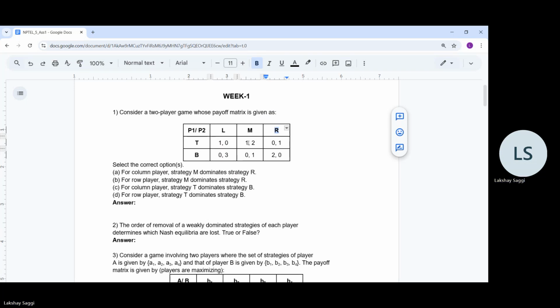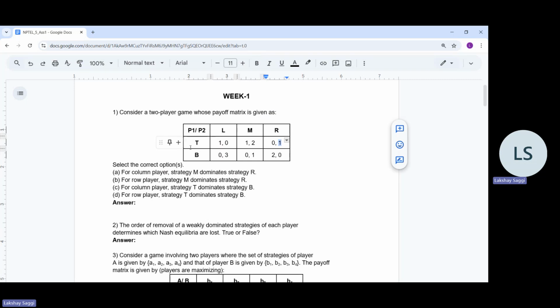Something like that. So let's just see here. The second entries are the payoffs for player two. So if player two plays the strategy M and player one plays T, then the payoff is 2. Let's say player one is playing T only, and if player two plays strategy M, then the payoff is 2, whereas if player two plays strategy R, then the payoff is 1. So here, it is beneficial for player two to play strategy M instead of R.